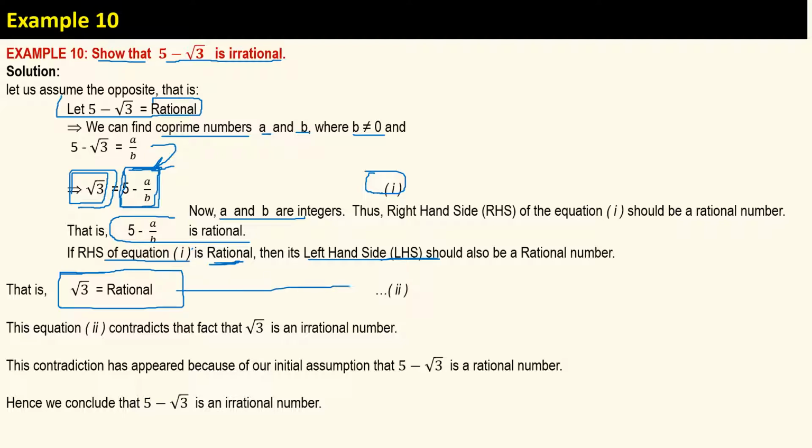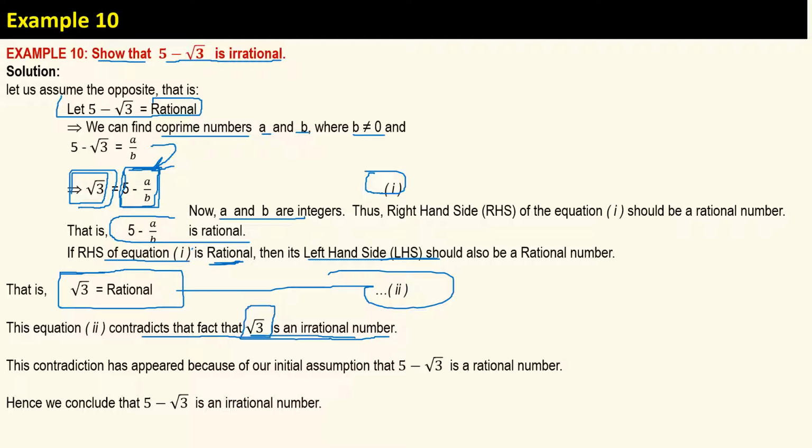Let's call this equation number 2, and this equation 2 actually contradicts the fact that square root of 3 is an irrational number. We know that square root of 3 is an irrational number by our general information and by the definition of an irrational number.